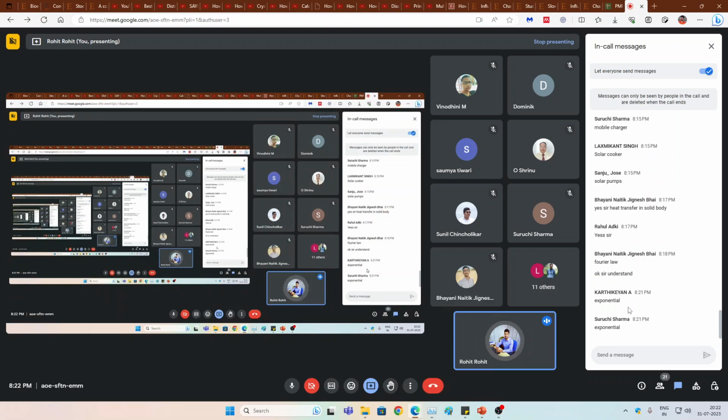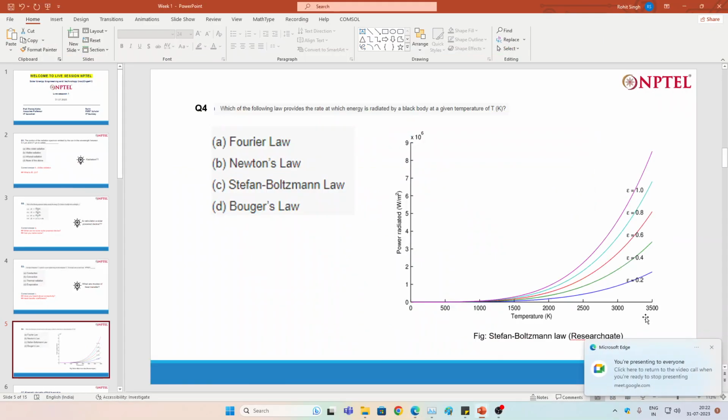Exponential, yeah. Karthikeyan and Suruchi have mentioned exponential. Yeah, you cannot exactly say it is exponential, but it's a curvilinear type of shape. It can be called exponential also. For curvilinear shapes, they generally use the word exponential. But exponential is typically something related to exp power. So curvilinear is a better word.